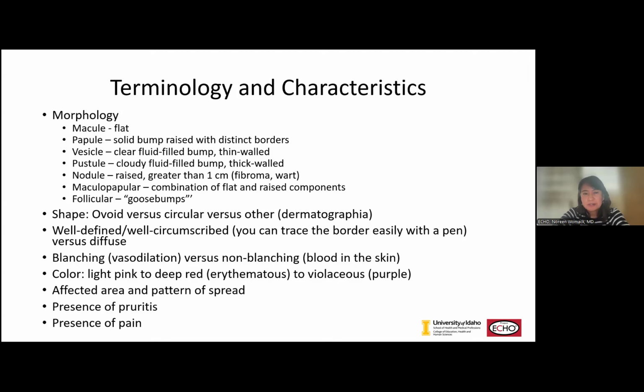Maculopapular is a very common term because many rashes have both flat and raised components. And then follicular is pertaining to the hair follicles in the skin. So a follicular rash will have that goosebump appearance. Most rashes are ovoid or circular in shape. There are exceptions to that.